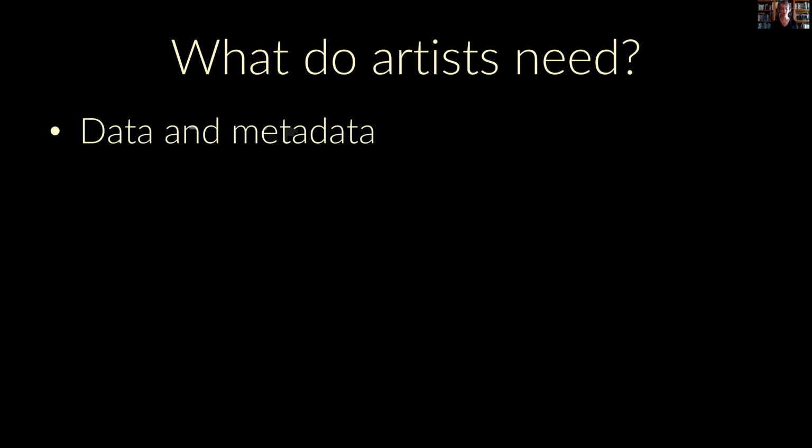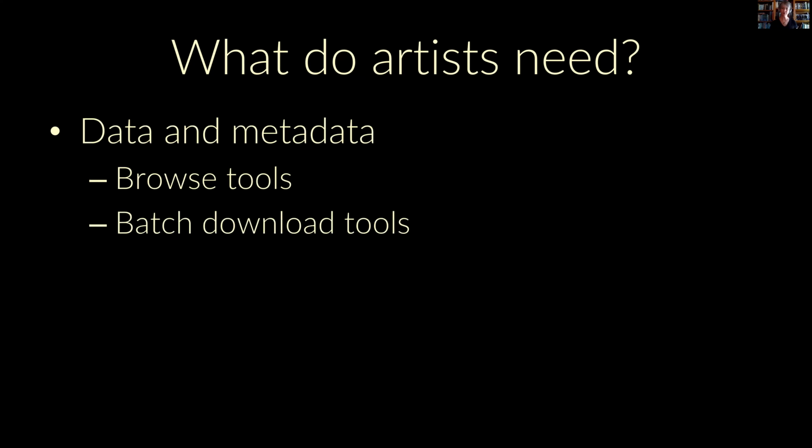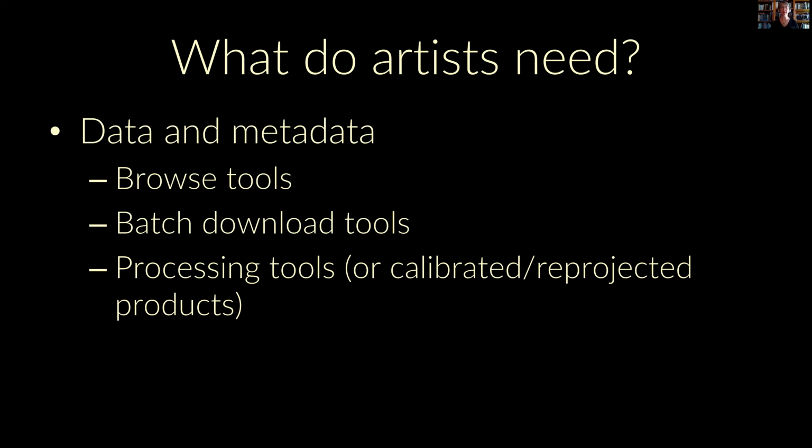They need to know the absolute reflectance in images so that they can make true color images, so that they know how one filter image relates to another filter image. They need browse tools to make that data and metadata more accessible. They need batch download tools that make it easy to get the data that they want. And they need processing tools to make it easy to get derived products out of the data.